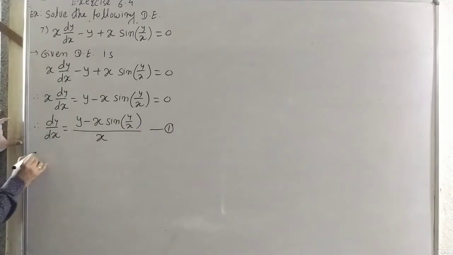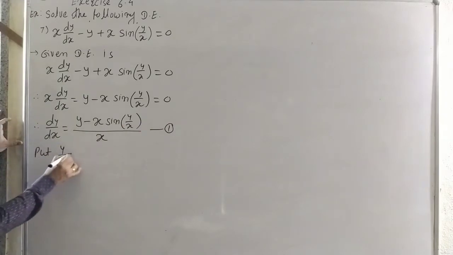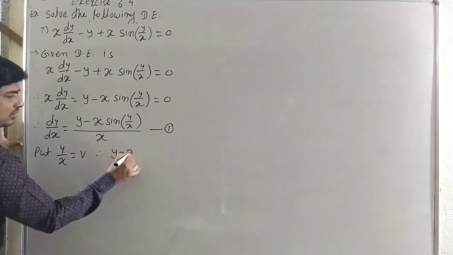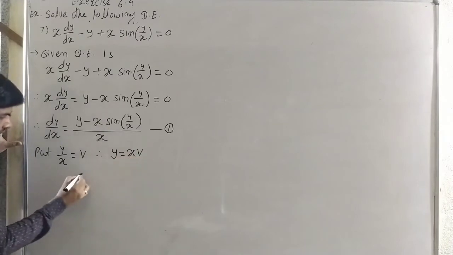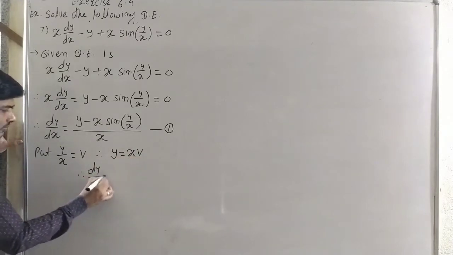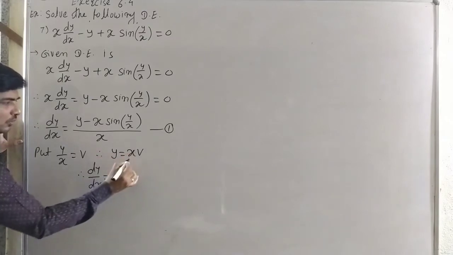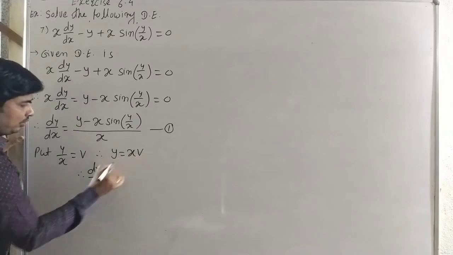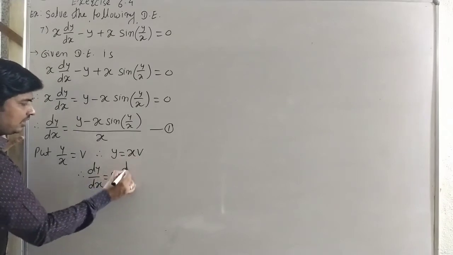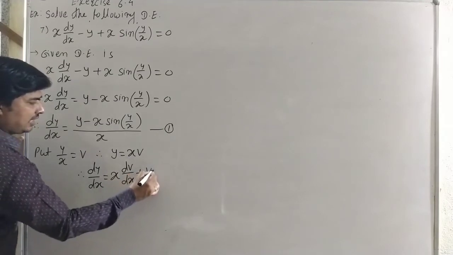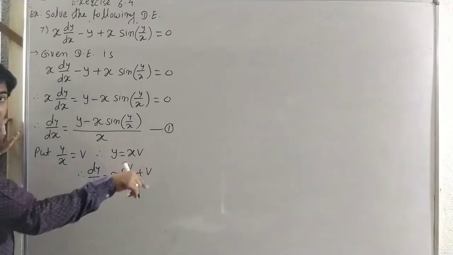We take this as equation number 1. Now put y by x is equal to v. Therefore y is equal to x into v. Now differentiate this with respect to x. Therefore dy by dx is equal to, differentiating x into v, we use the rule of u into v: first function as it is, into derivative of the second, plus second as it is, into derivative of x, which is 1.